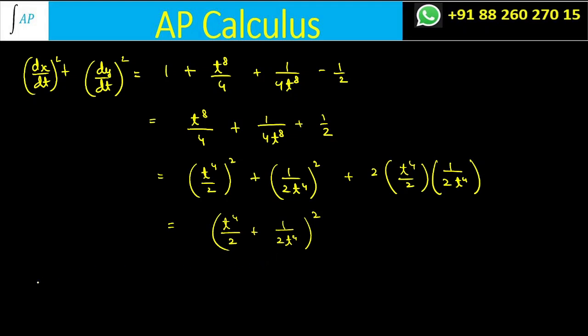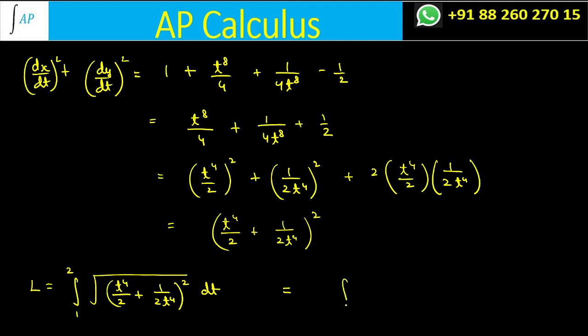Now, when we are doing the length, we have to go from 1 to 2. So integration from 1 to 2 and square root of sum of the square of this. So basically this part whole square dt. If you simplify this thing, the square root will cancel this square, and we are going to get only integration from 1 to 2 of t power 4 by 2 plus 1 upon 2 t power 4. So let's do this further.